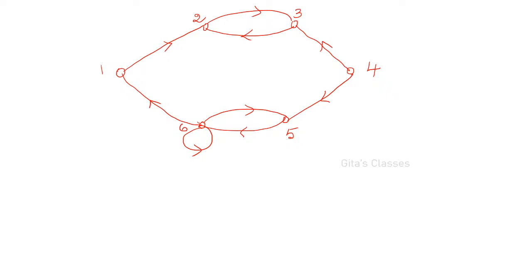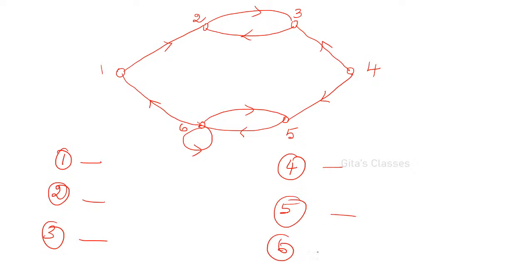Now let us see all the states. For this, let us find out whether they are transient or recurrent states. Can you tell me which states are recurrent now? From this diagram, can you tell me which states are recurrent and transient? What about 1, 2, 3, 4, 5, 6? Tell me whether they are transient or recurrent.